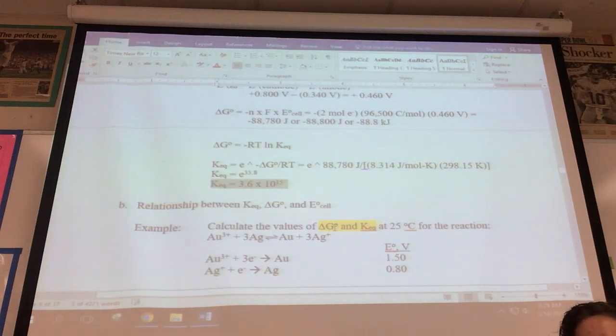With that KEQ, is the forward or reverse reaction favored? Forward. KEQ is greater than 1, showing forward equilibrium favorability. KEQ greater than 1, delta G must be negative.